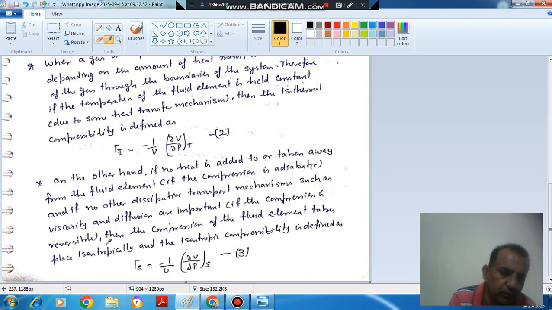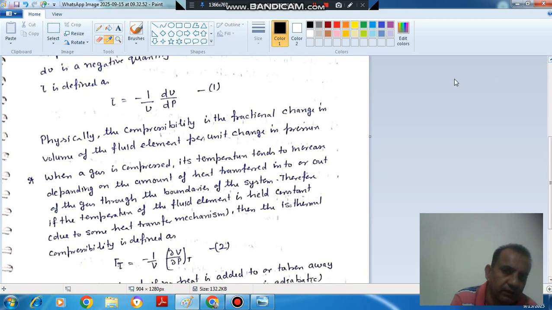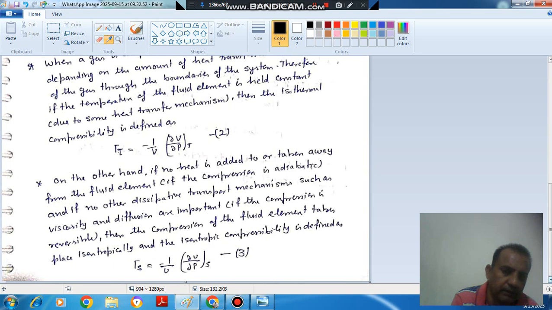Then the compression of the fluid element takes place isentropically, and isentropic compressibility is defined as tau S equals minus 1 by V, curly V by curly P at constant entropy. So this is your third equation. The first equation is the general definition of compressibility, the second is isothermal compressibility, and the third one is your isentropic compressibility.